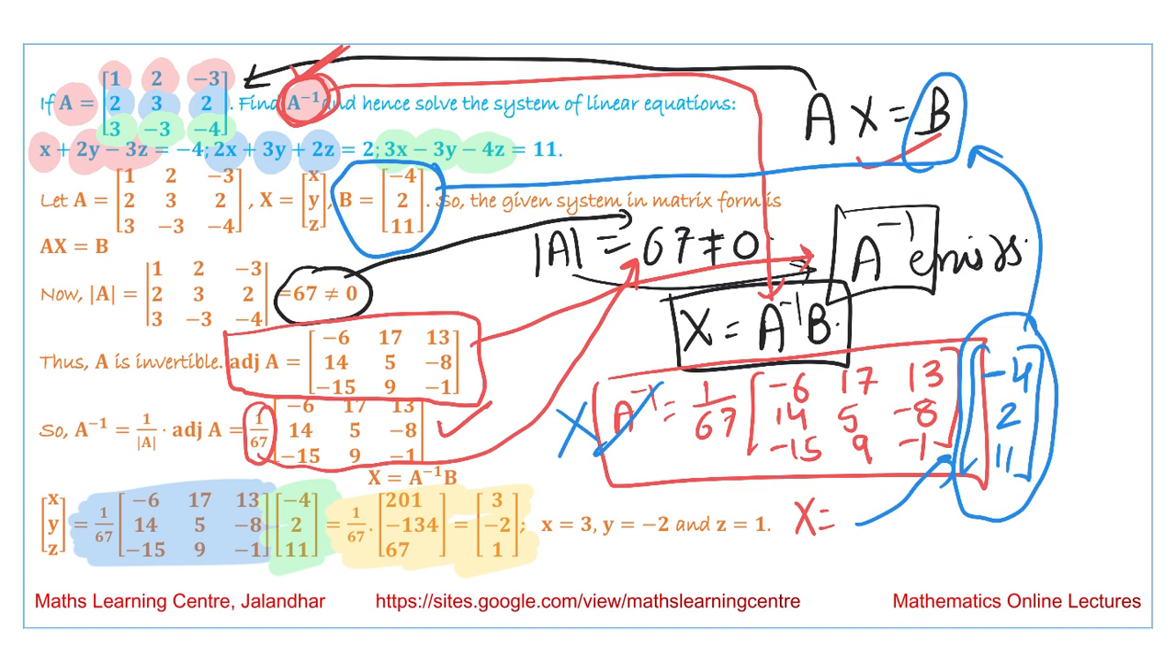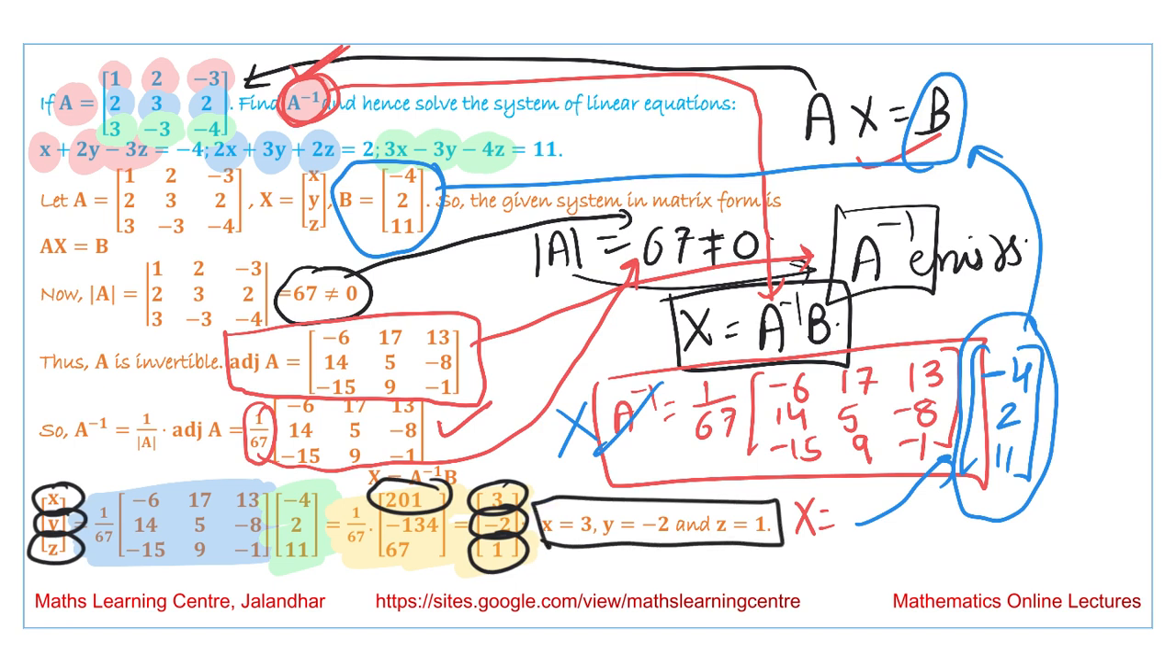So these are the values of x, y and z. The value of x will be 3, the value of y will be minus 2, and the value of z will be 1. So the value of x is 3, y is minus 2 and z is equal to 1.